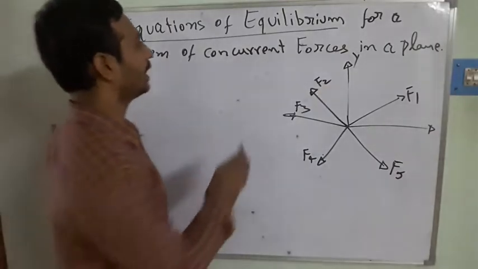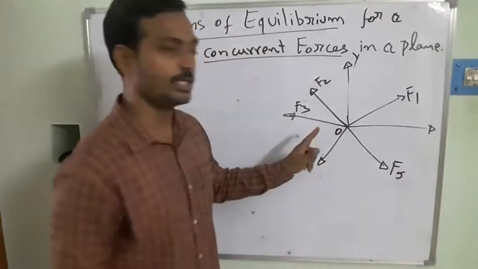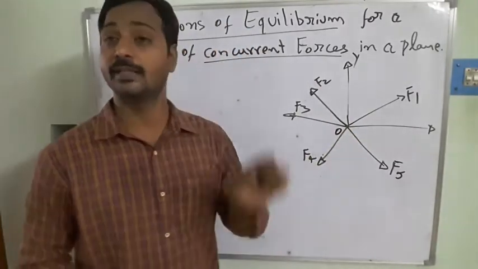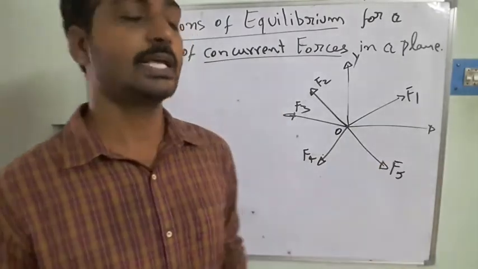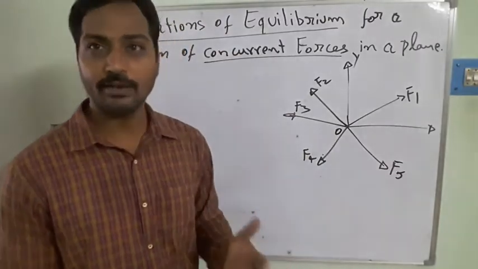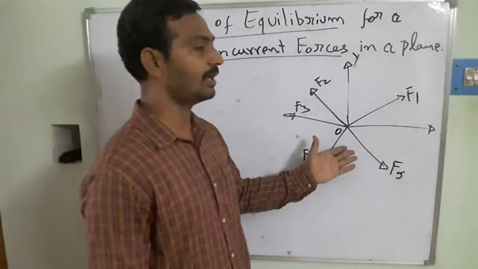As we know, concurrent forces means the forces originate from a point. Suppose O is the originating point and all the forces pass through this point. That means the line of action passes through the same point. So how many forces? 1, 2, 3, then 5 forces are there, all existing on the same plane. Then we can say these are concurrent forces.